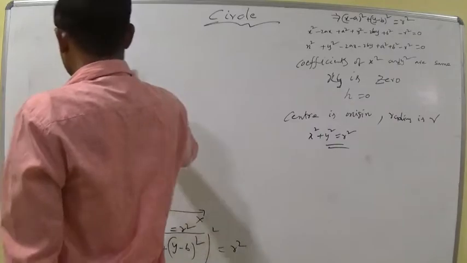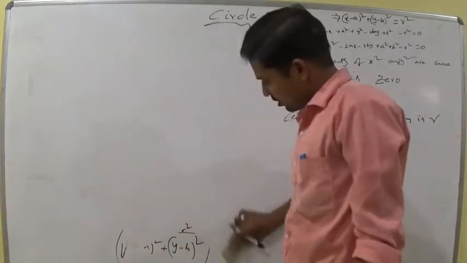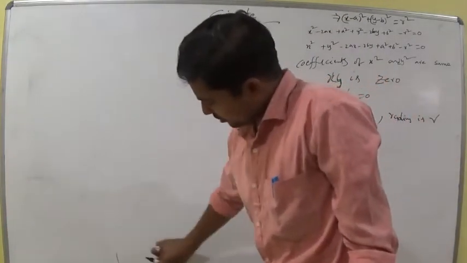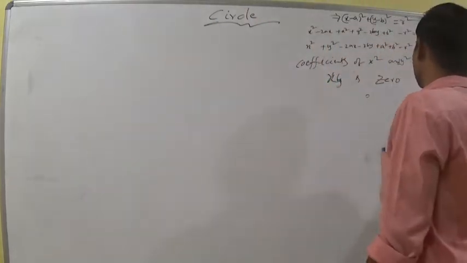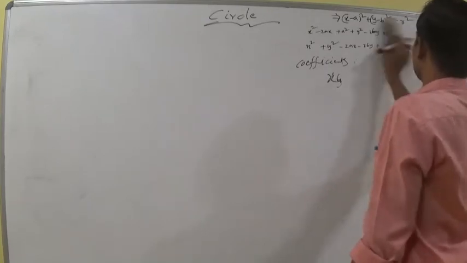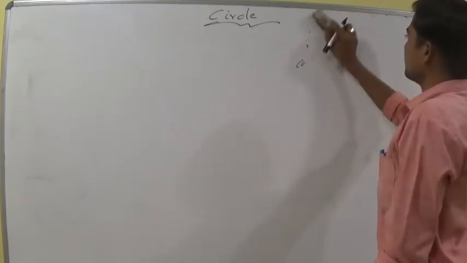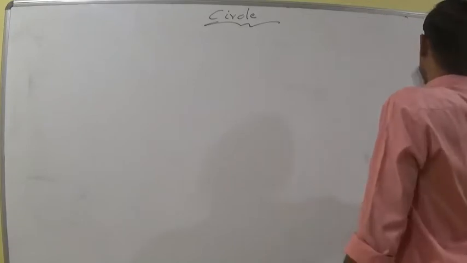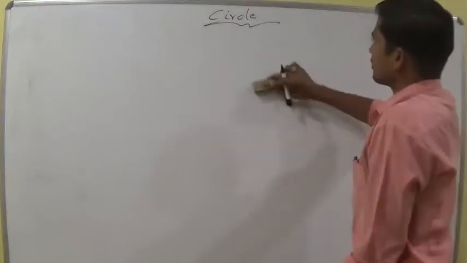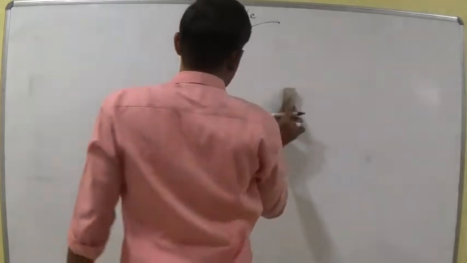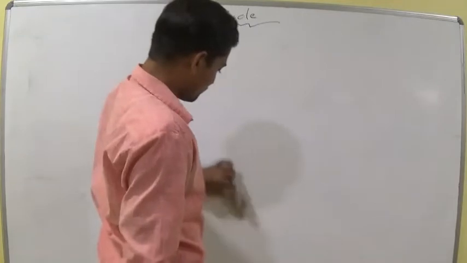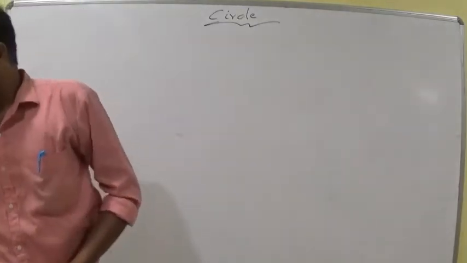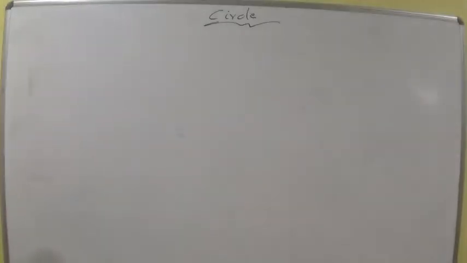If the radius of a circle is 1 unit, then it is a unit circle. If the radius of a circle is 0, it represents a point circle. A line which is passing through any 2 points on a circle is called a secant to a circle.